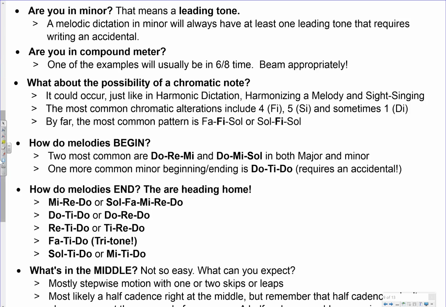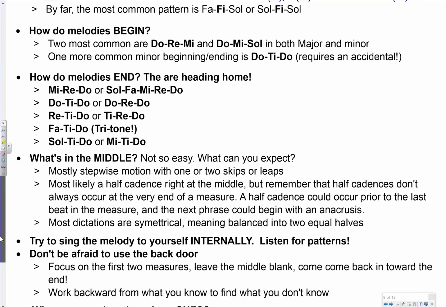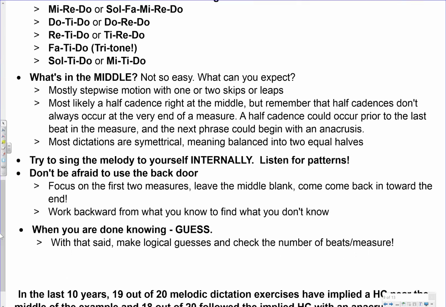What's in the middle of melodic dictation? It's not so easy. What can you expect? Well, mostly stepwise motion with one or two skips or leaps. There's most likely going to be a half cadence right at the middle, but remember that a half cadence doesn't always occur at the very end of a measure. A half cadence could occur prior to the last beat in the measure, and the next phrase could begin with an anacrusis. Most dictations are symmetrical, meaning balanced into two equal halves.